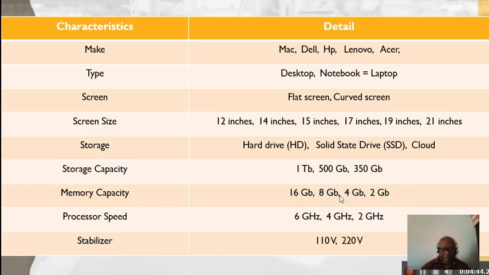If you have 8, it's going to be faster, and the 16 much faster. We can also describe the computer we use by the speed of the processor. What is the speed of processing information? We measure that in gigahertz. For example, 6 gigahertz, we have 4 gigahertz, we have 2. The same thing, the higher the speed, which means that we can process information so fast.